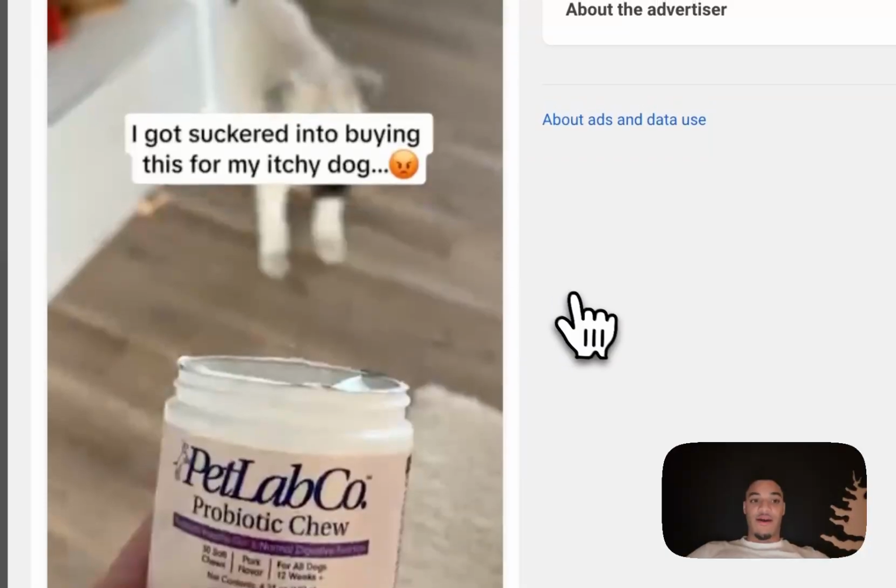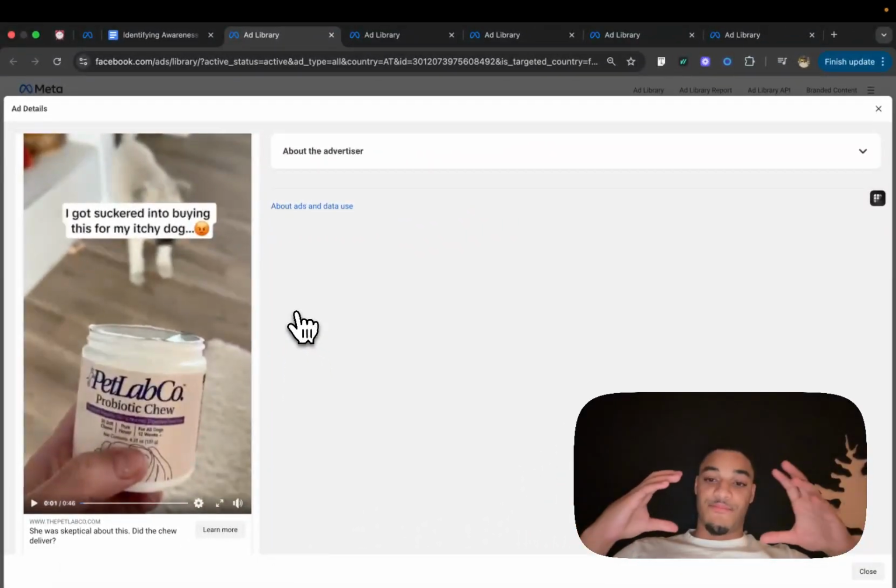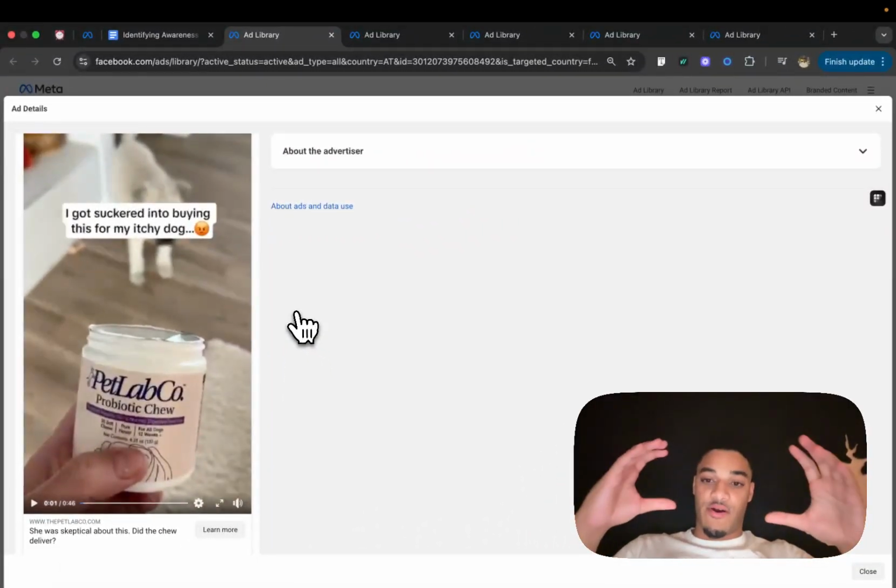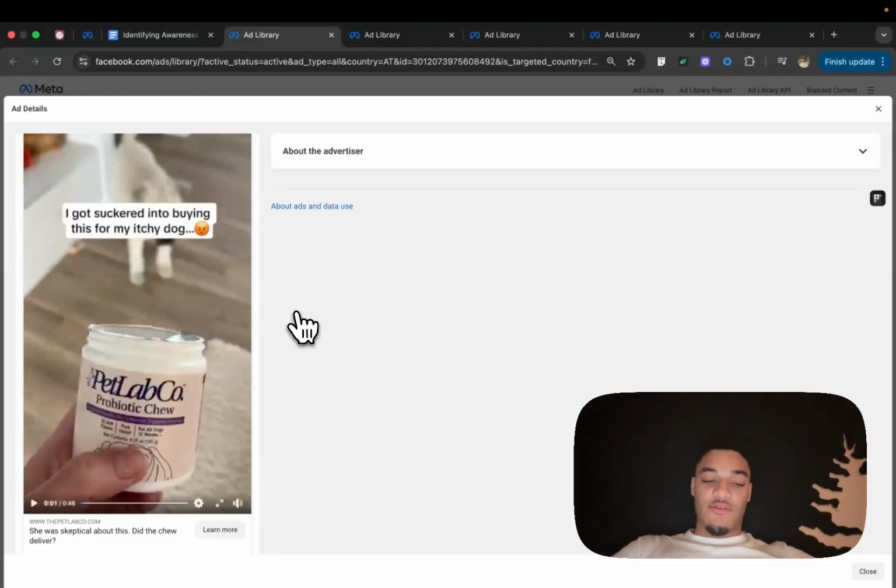Right, so this is product aware. I got suckered into buying this for my itchy dog, right? Somebody that is product aware is aware of the product. They're speaking to them from a first-person perspective instead of the vet and authority figure. This is like the story of a customer that says, "Hey, I was in your same shoes. I kept seeing this product on my feed. I decided to buy it, and this was the outcome."